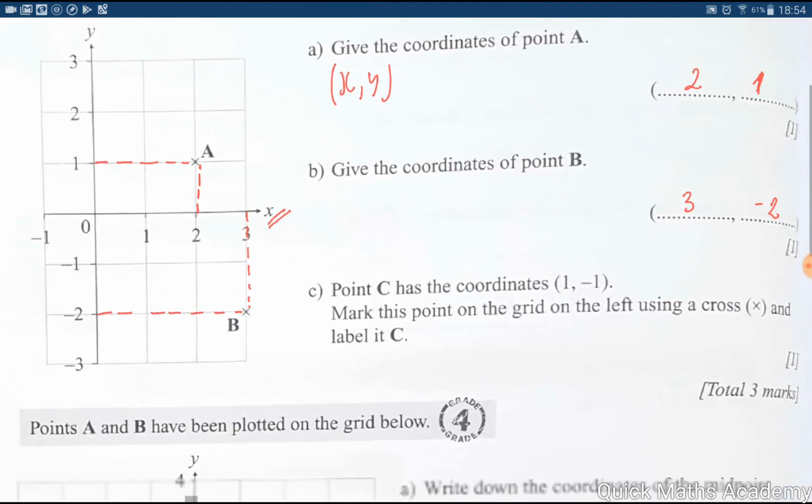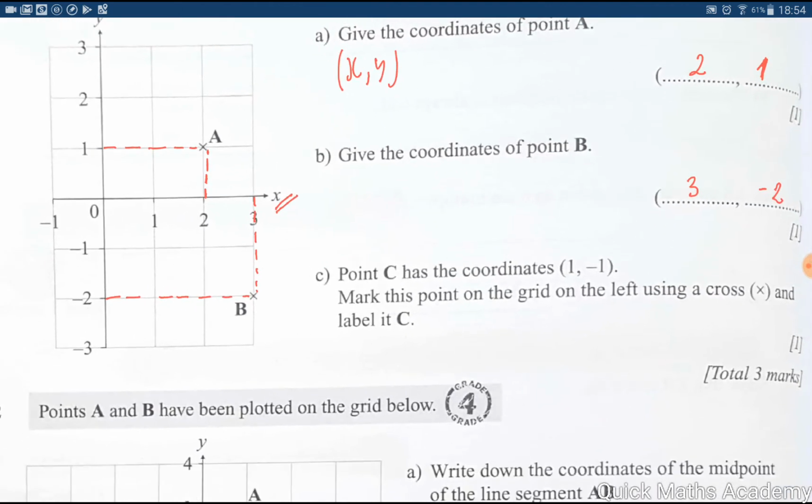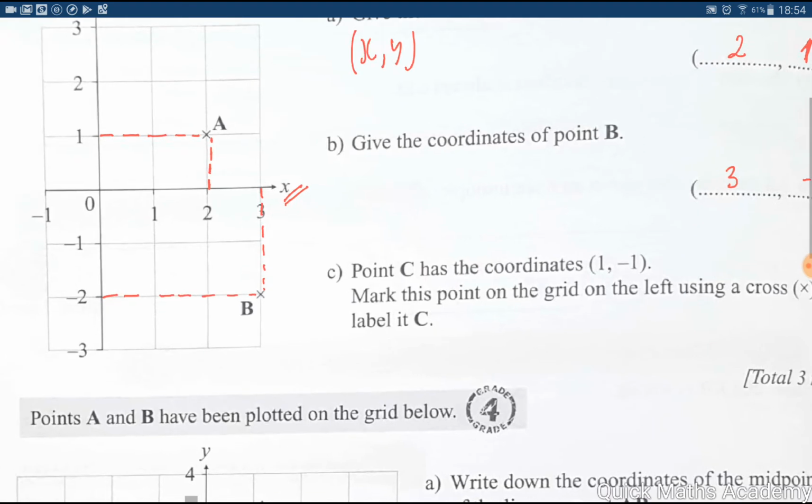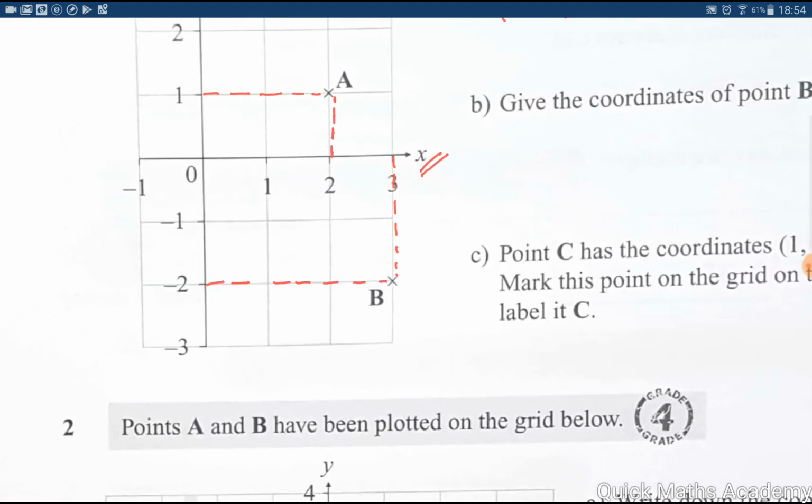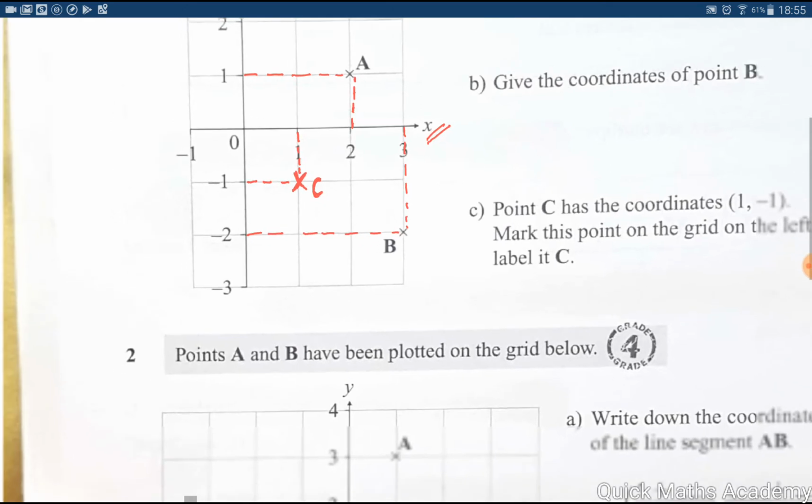Alright, C. Point C has coordinates 1, -1. Mark this point on the grid using a cross and label it C. Okay, 1, -1. Let's mark that out. If we read the x in 1, it will be here, and -1 in y, it will be here. So my point will be here. I will mark a cross and label it point C. There you have it, 1, -1.